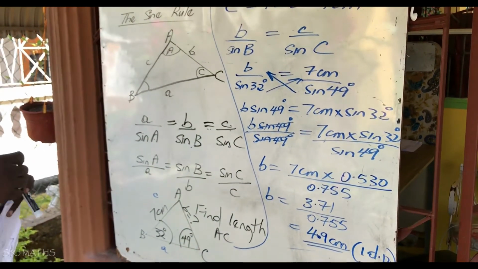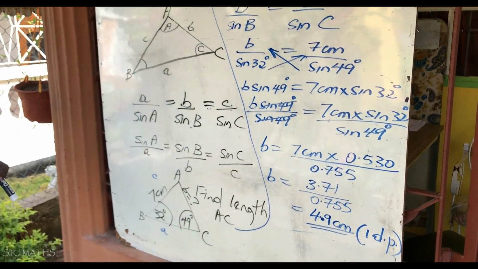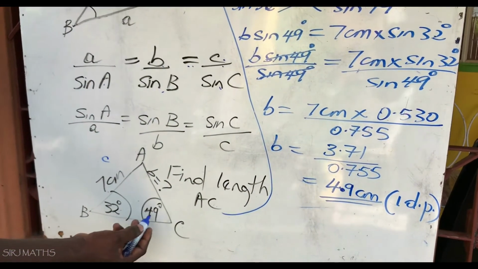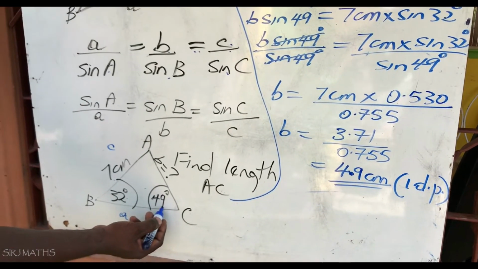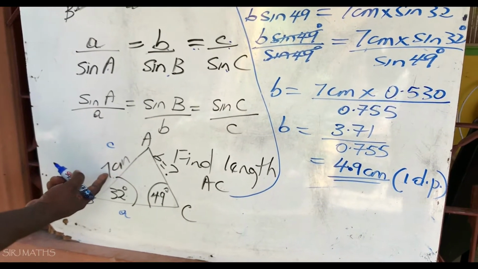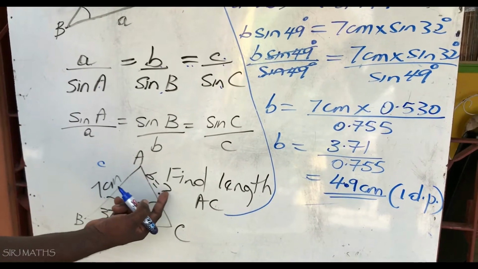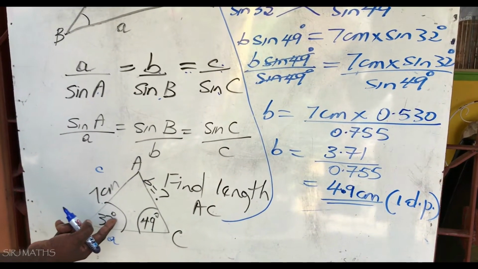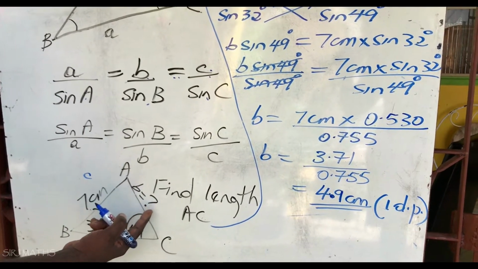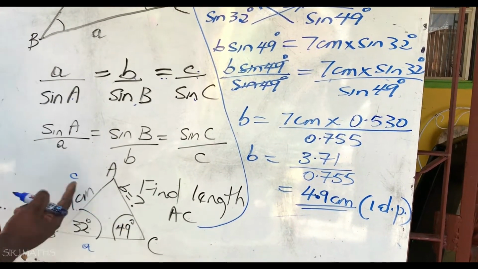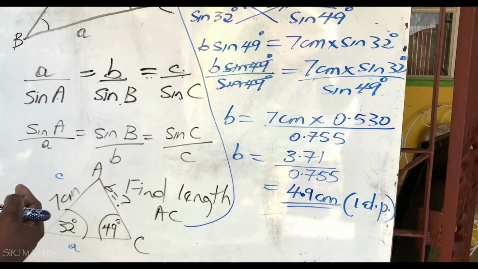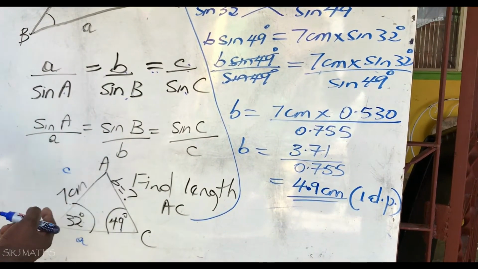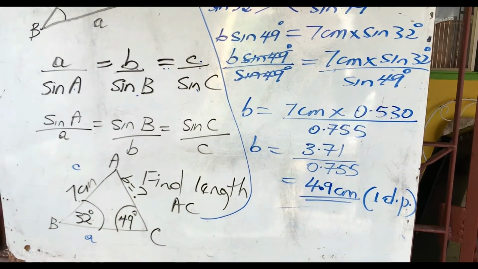Now, if we check right here, we can do a little check. This angle is 49 degrees. The side opposite to it is 7 centimeters. So clearly, the side that we are going to get for this angle, 32 degrees, must be less than the side that we get for 49 degrees, because the smallest angle must basically lie opposite to the shortest side.